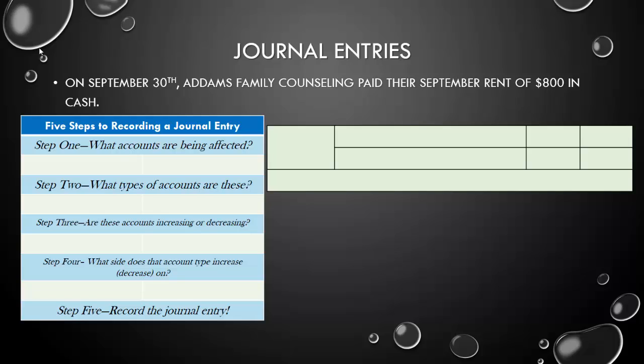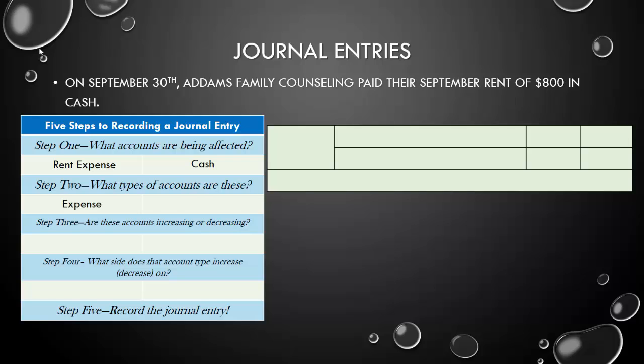Next up, on September 30th, Adams Family Counseling is paying their September rent of $800 in cash. So we're paying our rent for this period, for September. We're not paying for rent in future months, which means since it's for the period that we're keeping books for, we're not prepaying. And if we're not prepaying, we can recognize it as an expense. This is an expense for rent. So rent expense is one of our accounts being affected. And we're actually paying for the rent, so cash has to be the other one.